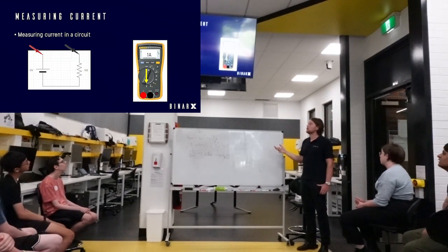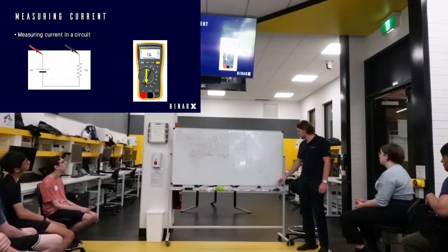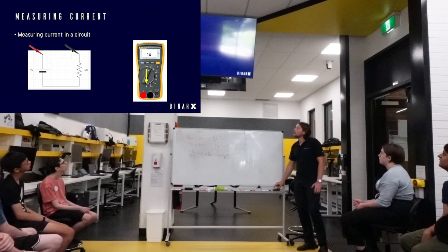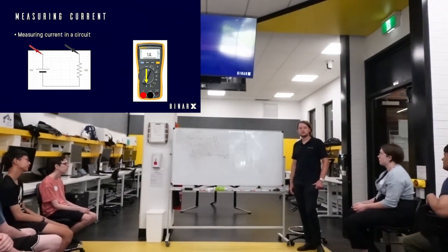So this is our example from before. Using our V equals IR, our current was 1 amp. So what's our current going to be through the multimeter this time? 1 amp. Yeah.